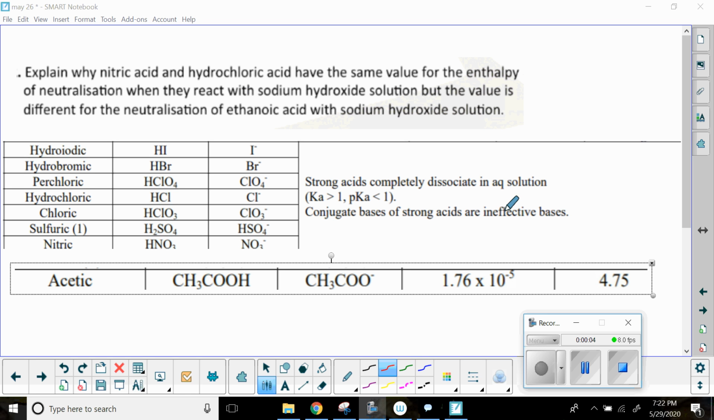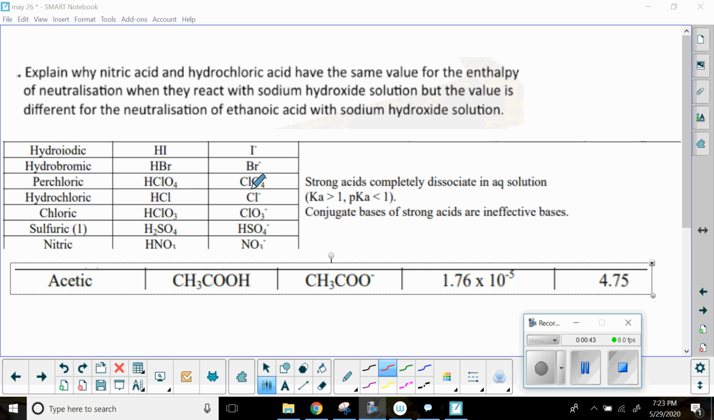So here are a couple of explanations for problems on the 8.4 Think IB question, strong acids versus weak acids. This is number 2. Number 2 says, explain why nitric acid and hydrochloric acid have the same value for the enthalpy of neutralization when they react with sodium hydroxide solution, but the value is different for the neutralization of ethanoic acid with sodium hydroxide solution.